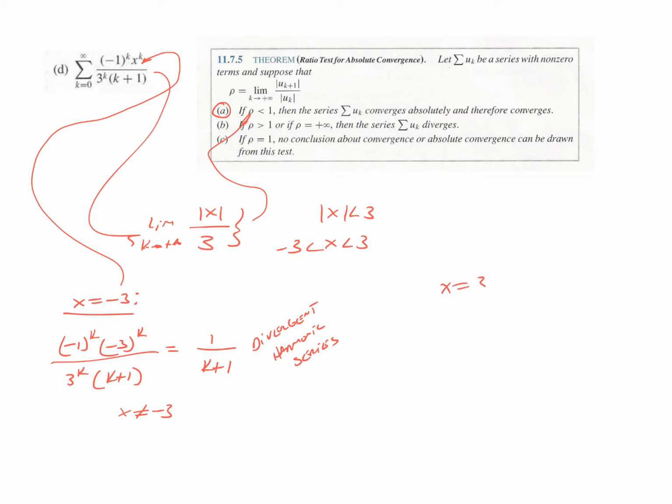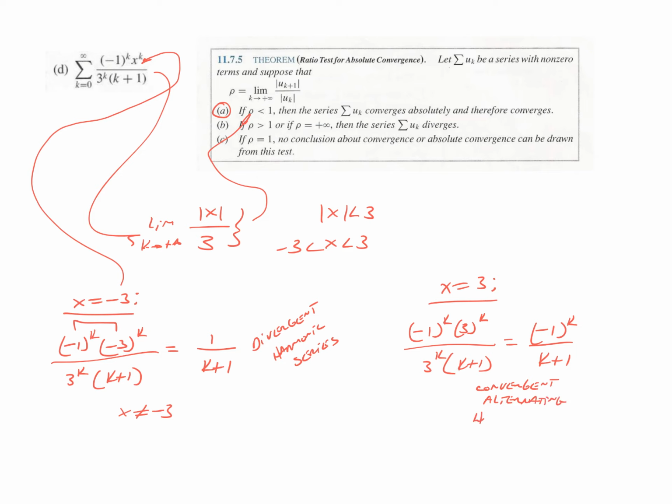So looking at x equals 3, you might already know what's going to happen. You're not going to get this little simplification. You're going to get the alternating harmonic series. So you're going to get what? Negative 1 to the k, 3 to the k, 3 to the k, k plus 1. Do that, negative 3 to the k, 3 to the k, you're going to be left with negative 1 to the k over k plus 1, which is the convergent alternating harmonic series.